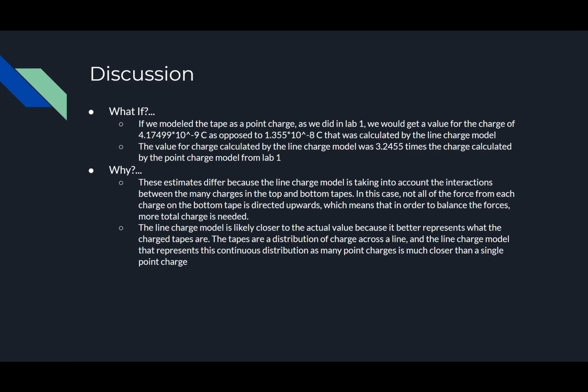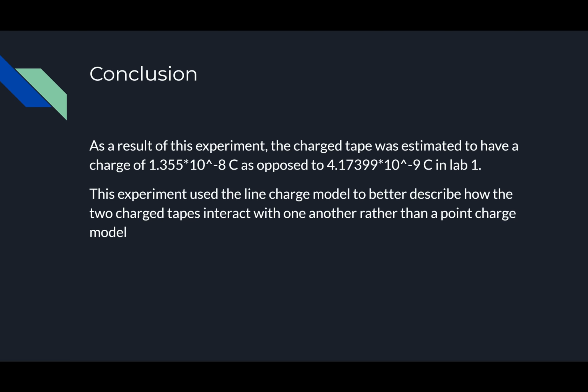So if we model as a point charge, we would get the value I said before, and we got 1.355 times 10 to the negative 8 instead, and this is 3.24 times larger than the charge calculated for the point charge model. And these estimates differ because the line charge model is taking into account many more interactions. And not all these interactions are directed directly upwards, so you're going to need a lot more charge. And the line charge model is a lot closer to the actual value. And then as a result of this, we got this value instead of this value, and the line charge is going to be a lot better than the point charge.